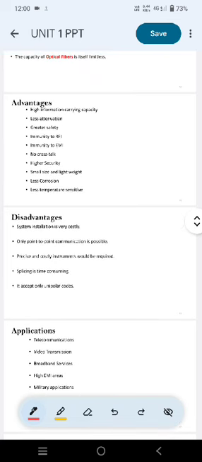So these are the advantages and disadvantages of optical fiber communication. The advantages are low attenuation, greater safety and no crosstalk, higher security, less corrosion, less temperature sensitive, and small in size, lightweight.